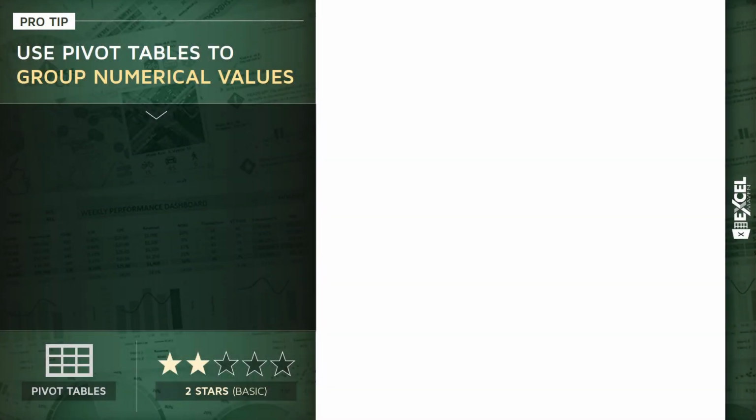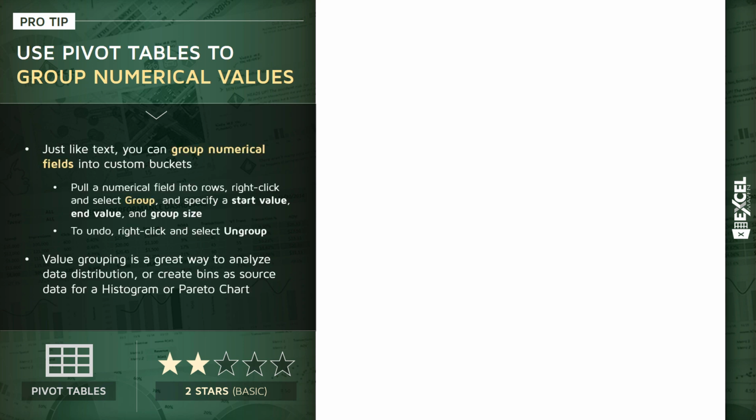I want to take a few minutes to talk about a pivot table pro tip that I actually didn't discover until quite recently, and that's how to use pivots to group numerical values. Now, many people are familiar with grouping text fields or dates in pivot tables, but what most users don't realize is that you can also group numerical fields into custom bins or buckets.